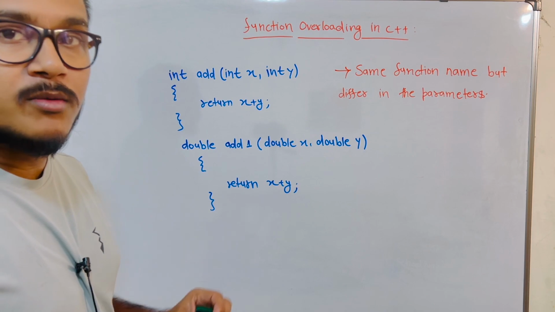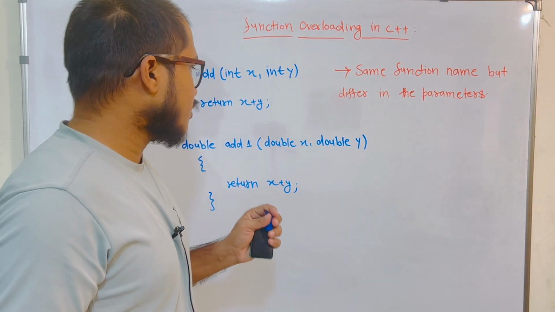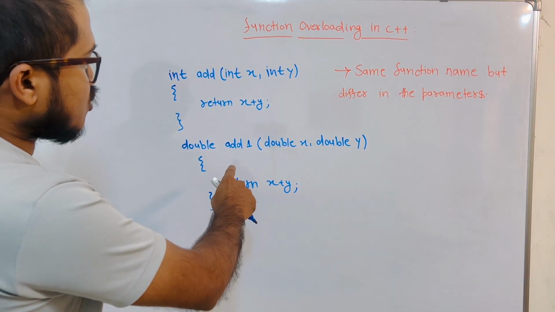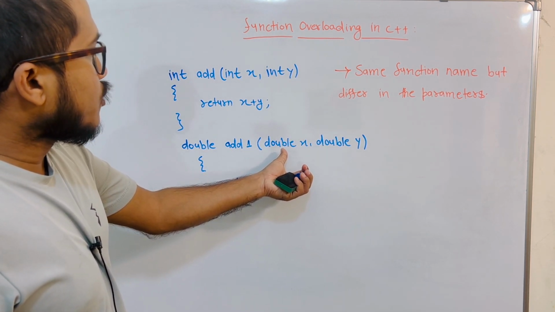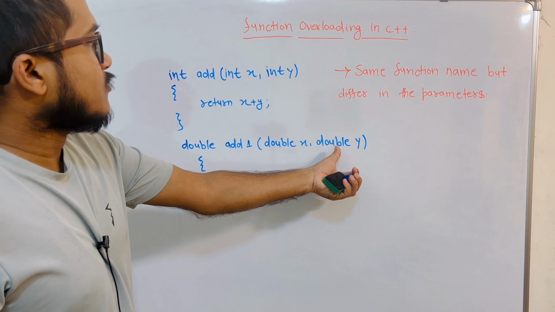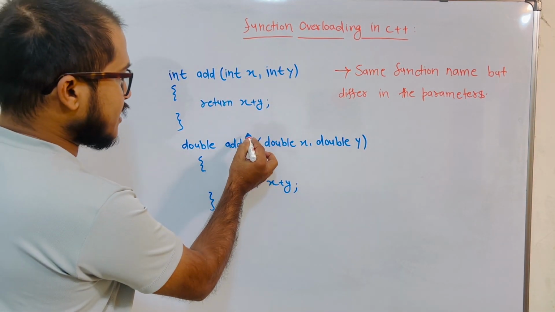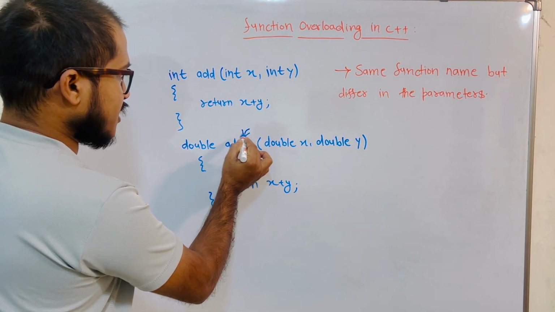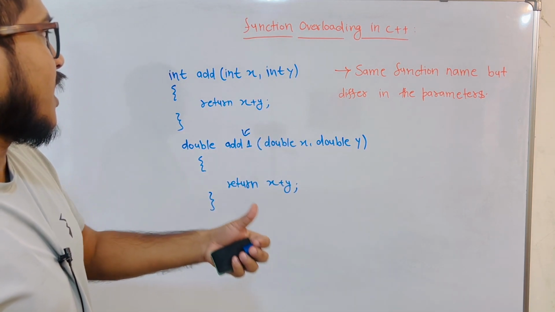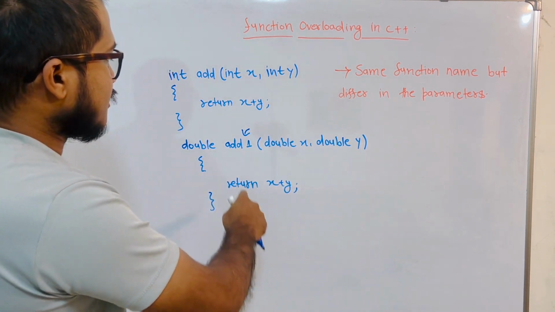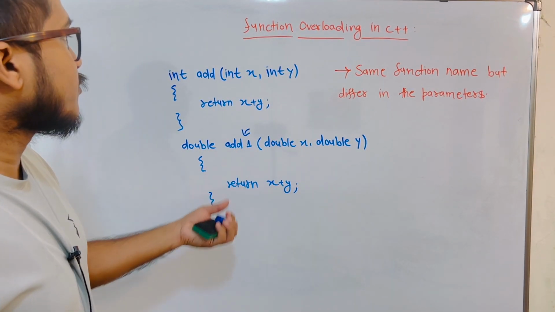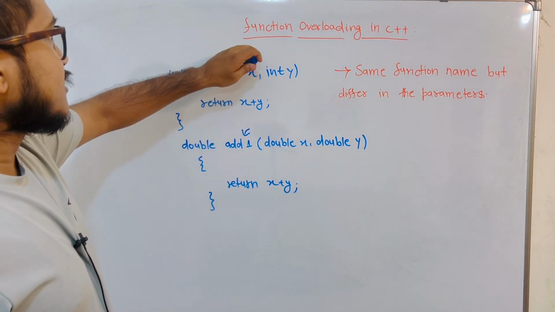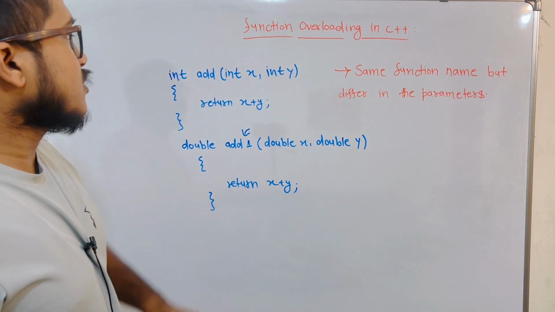But what is the problem here? Let's say tomorrow I have another requirement that I need to add one double with one integer. Again, I will create another function with a different function name. Next day I need to add three numbers, then again I will create another function with another name. That's the problem, and this problem is resolved by function overloading.